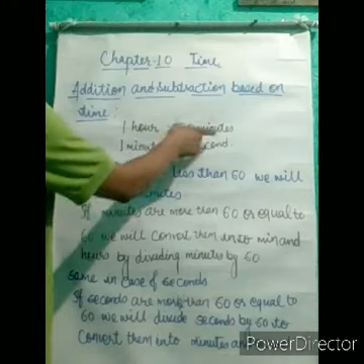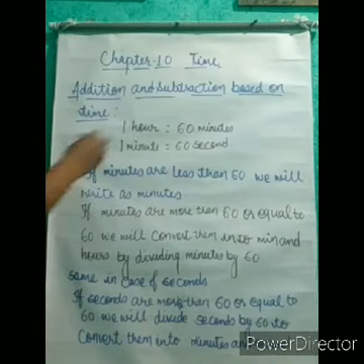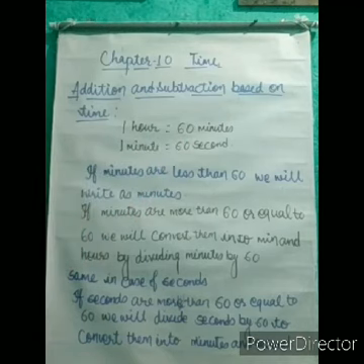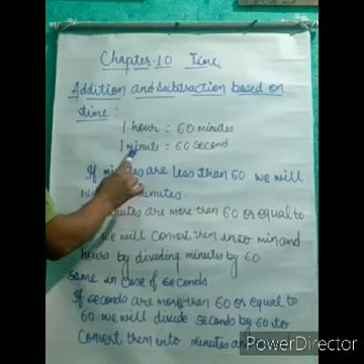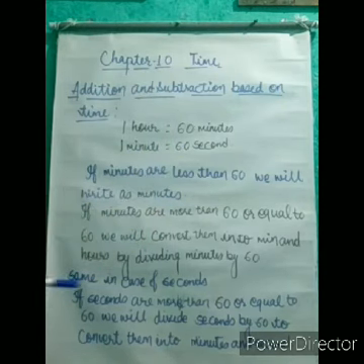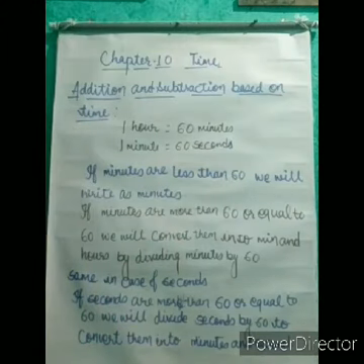1 hour is equal to 60 minutes. In 1 hour we have 60 minutes, and in 1 minute we have 60 seconds. In this chapter there are a few exercises which we will discuss in this video, and maybe if it is possible, I will make one more video. So you can see 1 hour is equal to 60 minutes, and in 1 minute there are 60 seconds. Now what is important, listen carefully.